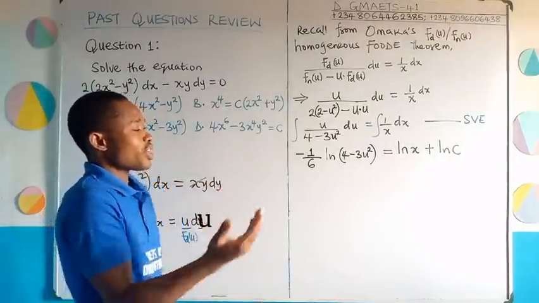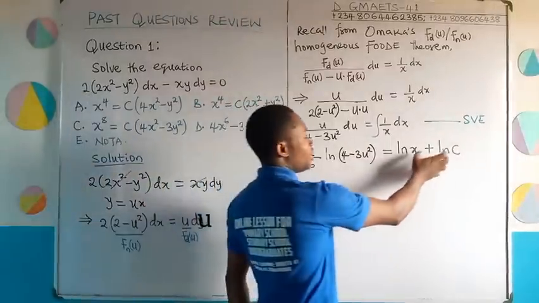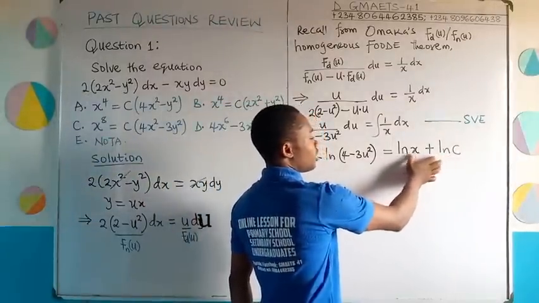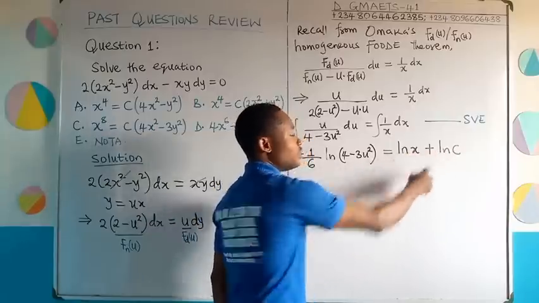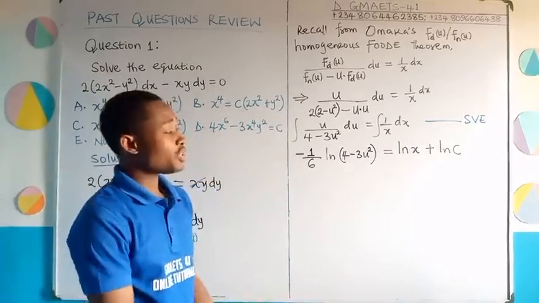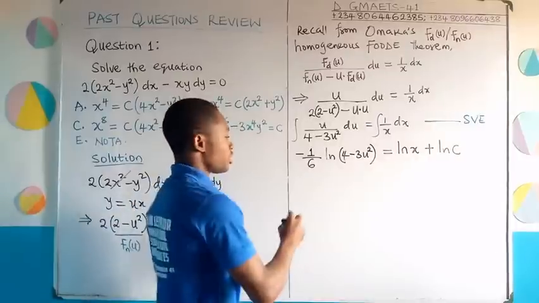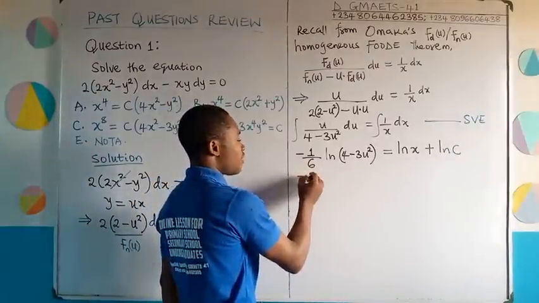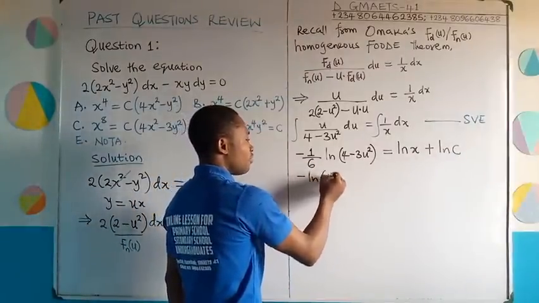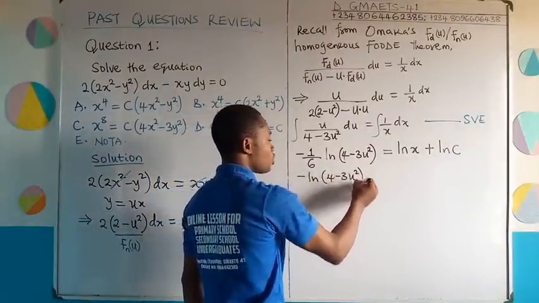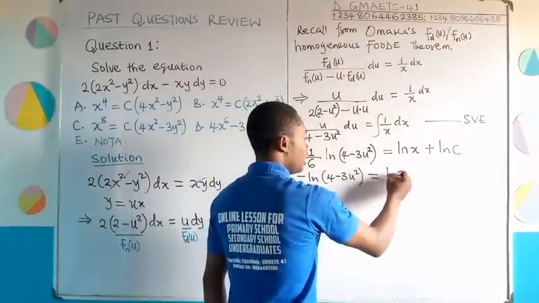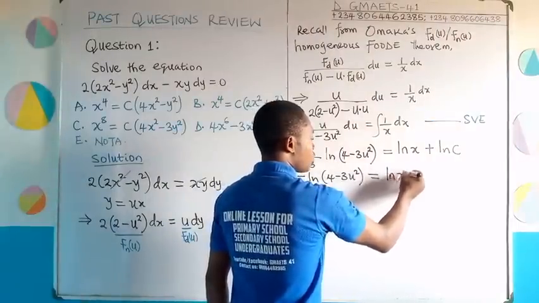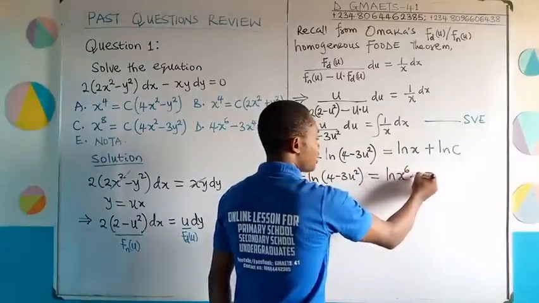I can decide to clear the fraction. But while clearing the fraction, what stops me from applying the law of logarithm here, whereby I'm adding these two terms, picking one of the lns, and then multiplying the terms you have there? I'll do that simultaneously, please. Clearing the fraction, I'll have negative ln (4 minus 3u squared) equal to, coming here, ln x raised to the power 6 times c.